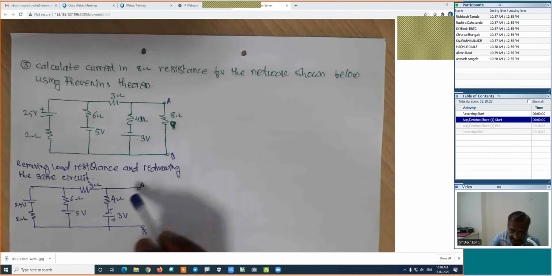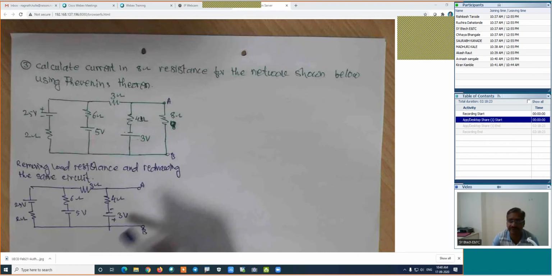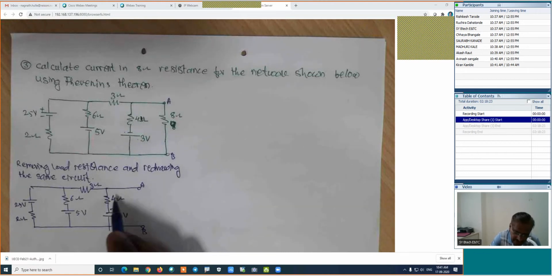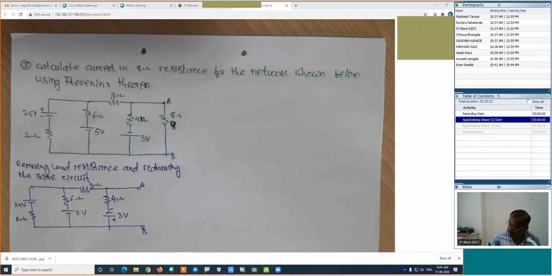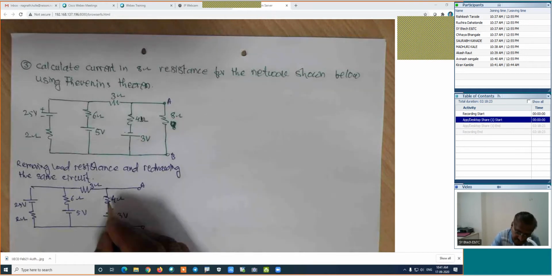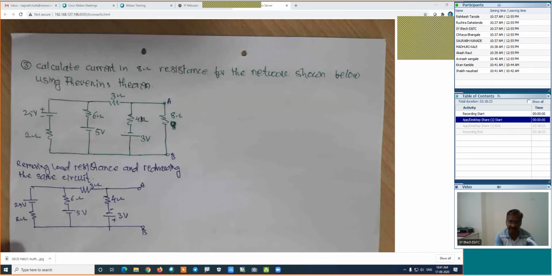But for the calculation of VTH, the voltage between these terminals, what we have to do? Look carefully. If we are traveling from B towards A, this potential plus this potential will be the VTH. For that purpose, we have to calculate current in the 4 ohm resistance. But in this case, we have 2 loops. This is loop 1, this is loop 2. Means first we have to use the mesh analysis and calculate current in this branch. Otherwise, you can use any method. Our aim is just the calculation of current in this branch. You can use the superposition theorem, mesh analysis, or nodal analysis.